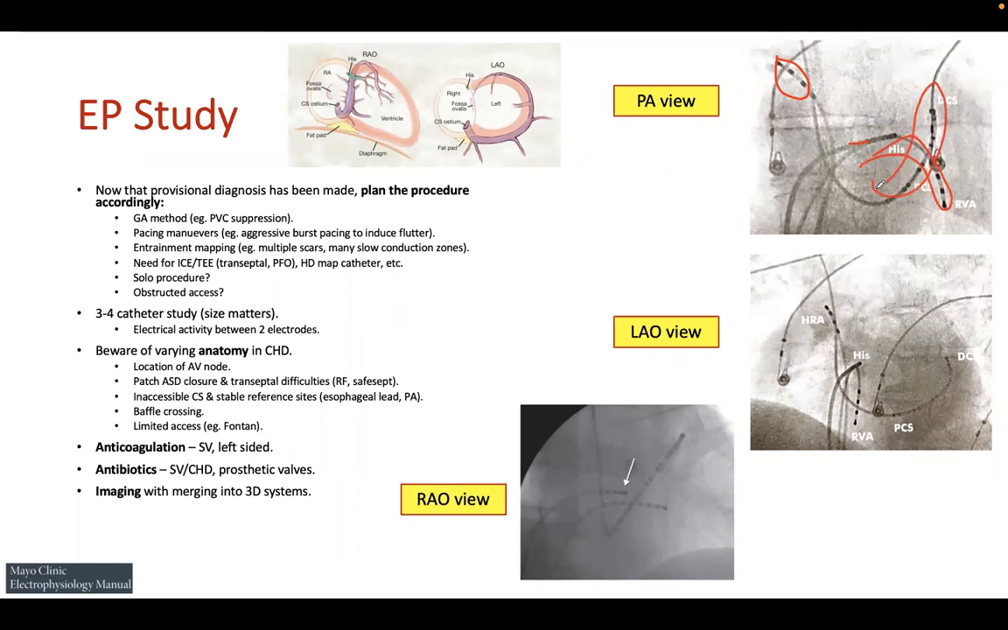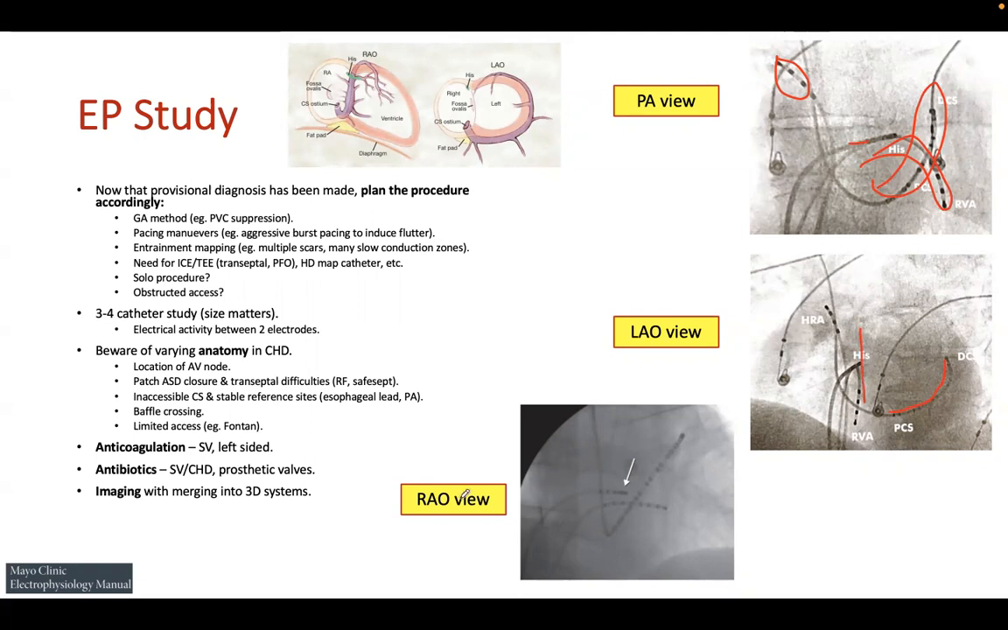In the LAO view, this is your CS catheter, and then you can imagine your mitral valve is here. And then this is your His catheter, and you can imagine your atrial septum and ventricular septum are here. So the RV catheter will not cross the His in the LAO view.